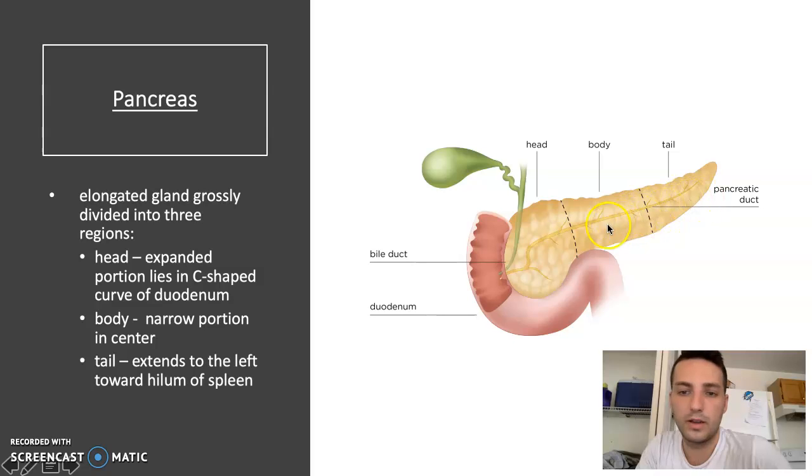You can see the pancreatic duct in here. You can also see the bile duct, which is important because, as you know, it will come from the liver. And obviously you can't see it here, but the stomach would be on top of the pancreas, and the liver would be on top of that up here.